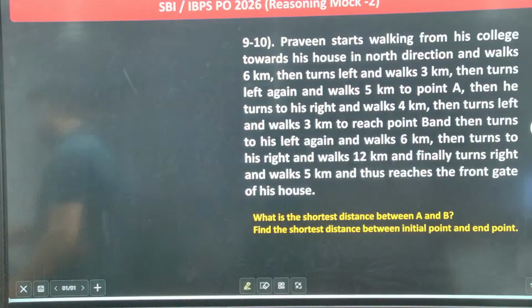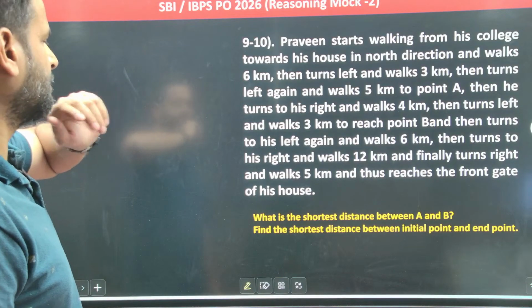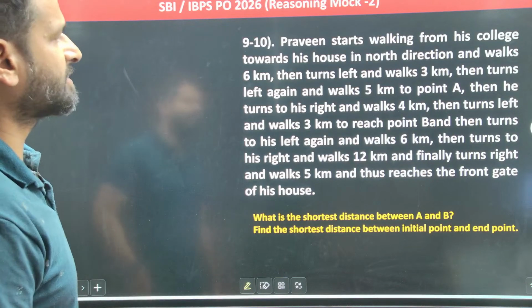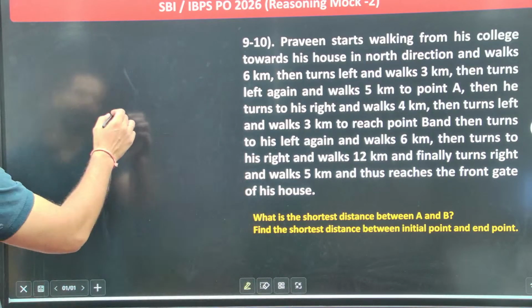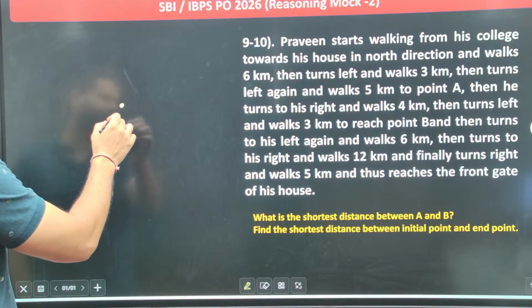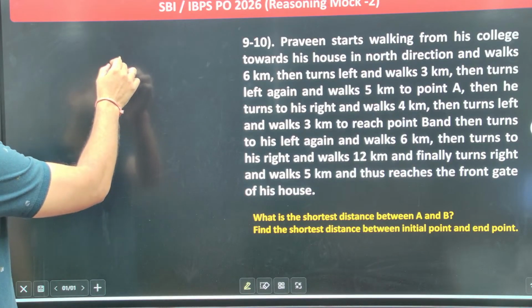Read very carefully. There are two persons, I think, or one. Only one. Praveen starts walking from his college towards his house in the north direction. Let's suppose the movement is from this point towards his house in the north direction.